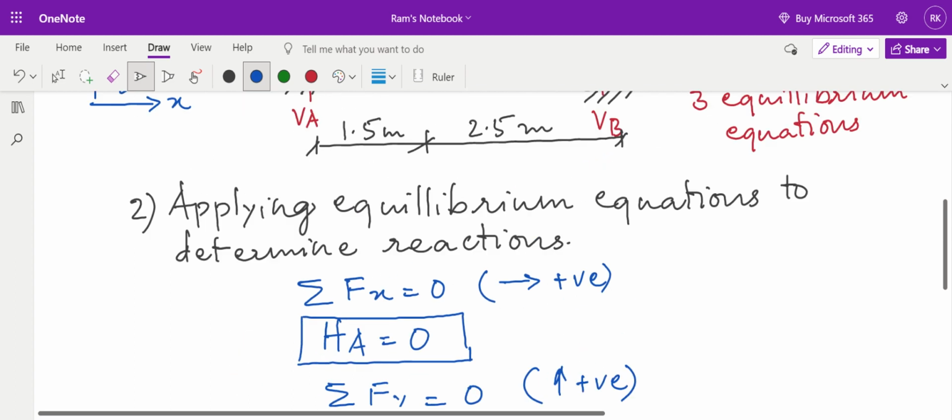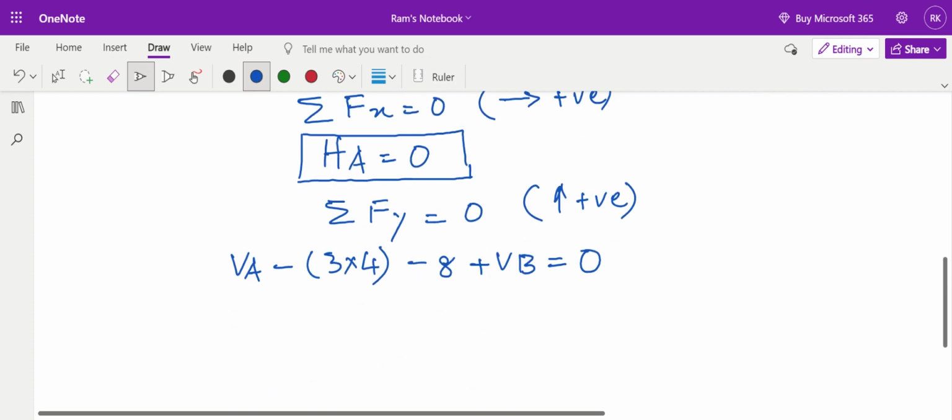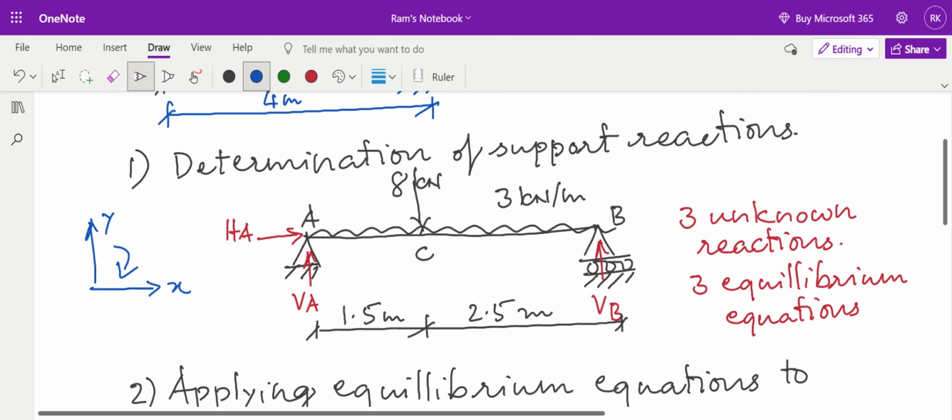So this is my equation: VA minus this 3 into 4 acting downwards, minus this 8 acting downwards, plus VB, is equal to 0. Therefore, I will sum up the equation: VA plus VB is equal to 3 into 4, 12, plus 8. If I take it on that side, that is 20. So VA plus VB is equal to 20. This is the result of applying the second equation to this particular structure.